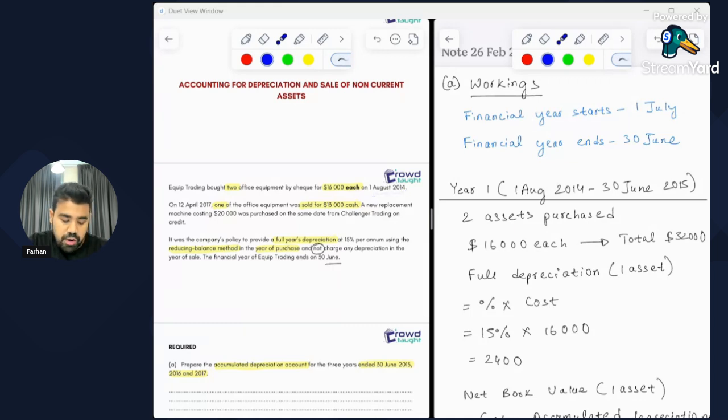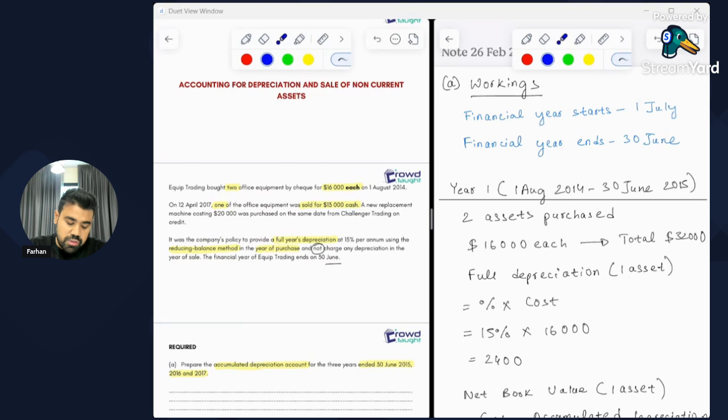Moving on to the second paragraph, on 12 April 2017, one of the office equipment was sold for $13,000 cash. A new replacement machine costing $20,000 was purchased on the same date from Challenger Trading on credit. So we can understand that of the first two assets which we had purchased, one of these assets has been sold on 12 April 2017, and we sold this asset for $30,000 cash. On that same day, we also bought a new asset, all right?